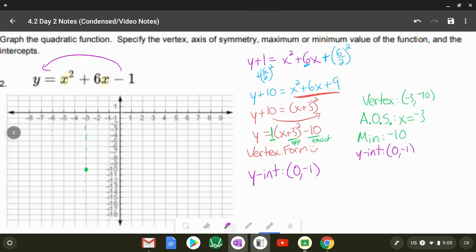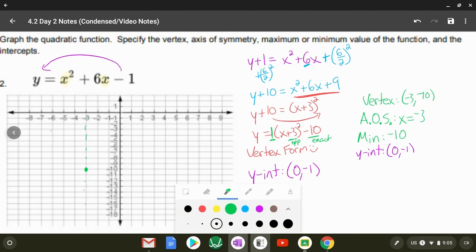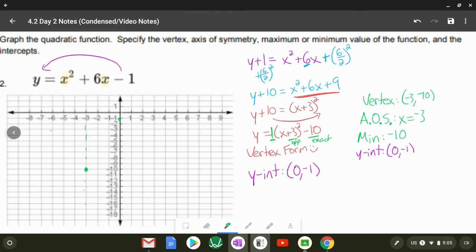And there we go. So we can graph that, 0, -1. And then the nice thing is, because we have that axis of symmetry, if I go straight across, that's 1, 2, 3 units this way. I can go 1, 2, 3 units right across that, because we know parabolas have a symmetrical shape.